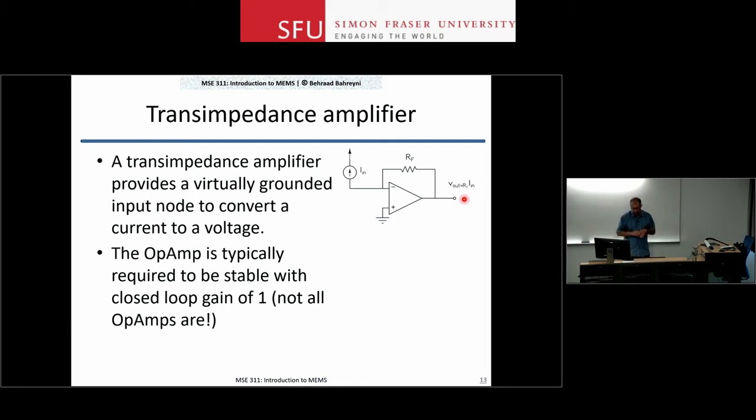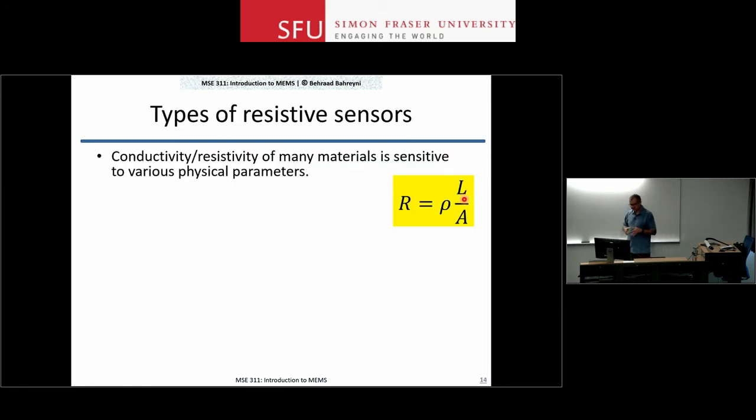Okay, so we talked about voltage and current measurement. Now let's talk about resistive devices. Well, we have seen this before. The resistivity or conductivity of many materials changes in response to something in the environment. Piezoresistors were one example, where your device resistance would change with an applied stress or strain.